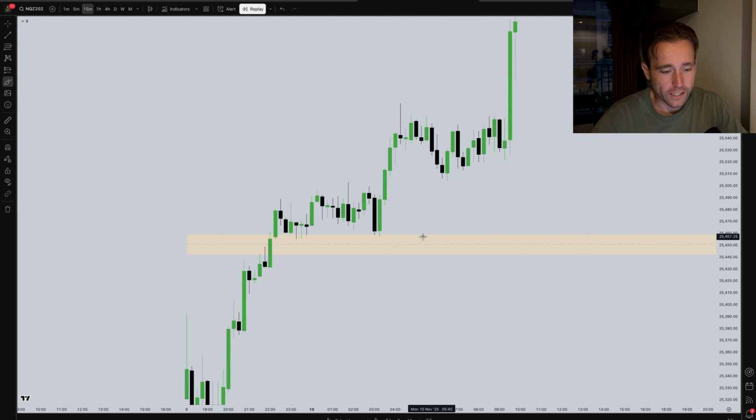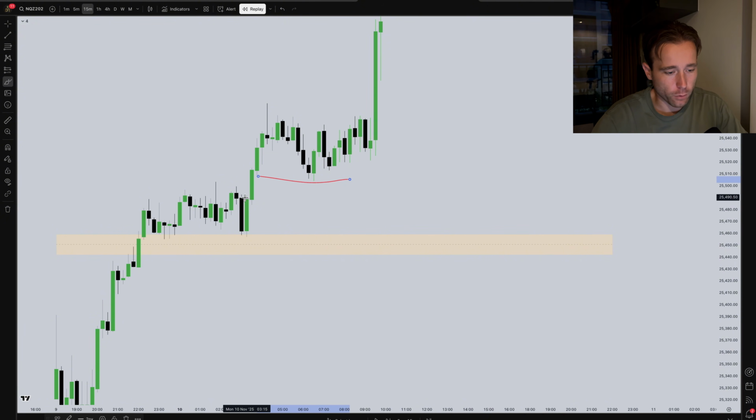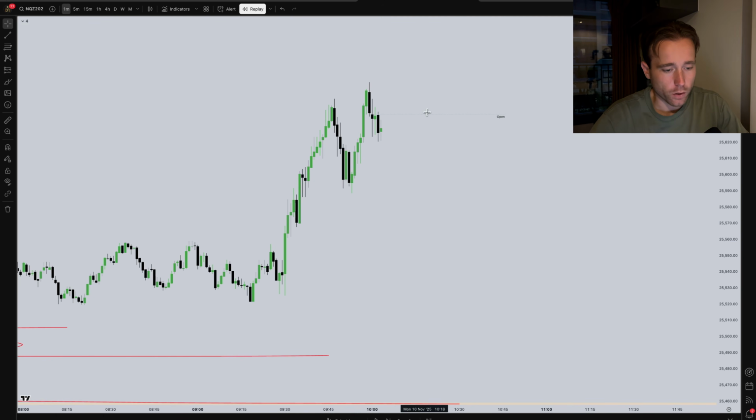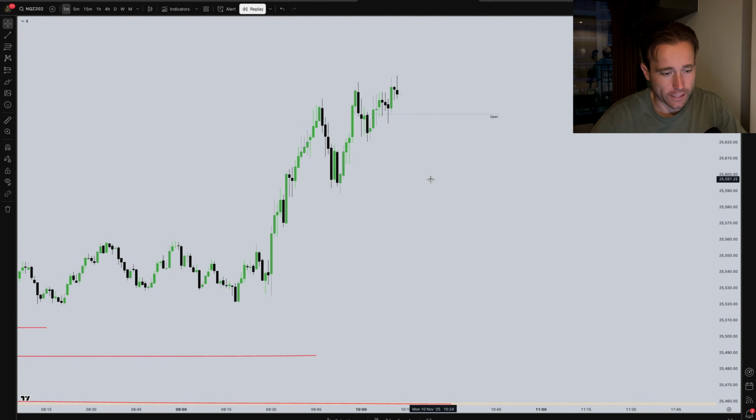Step 2, look for key levels. We have a 50-minute bullish fair value gap here, so we could use this as a point of interest, and we could use this 4-hour bullish fair value gap as a point of interest. So when the candle opens at 10 a.m., you mark out the opening price, and we want price to trade lower towards a key level. So we're waiting for that.